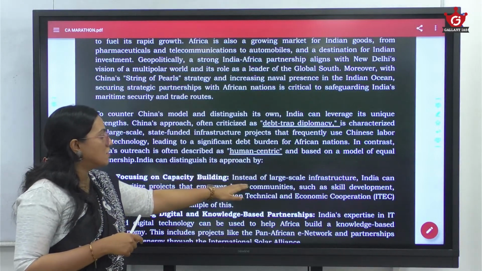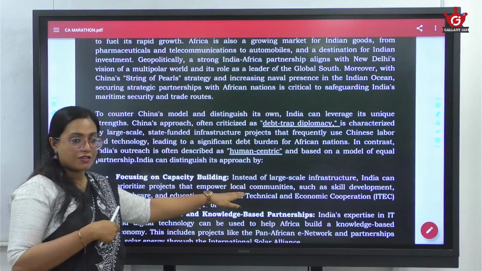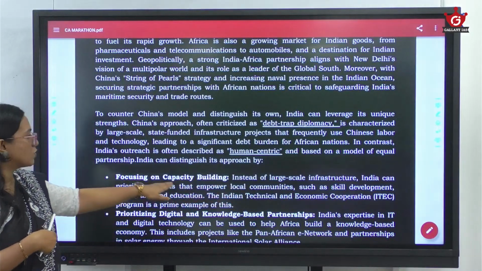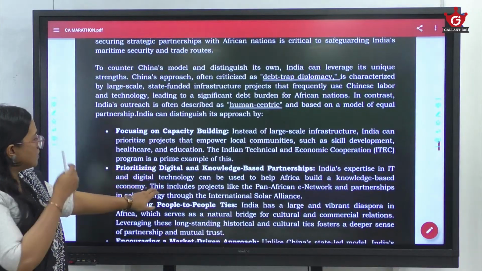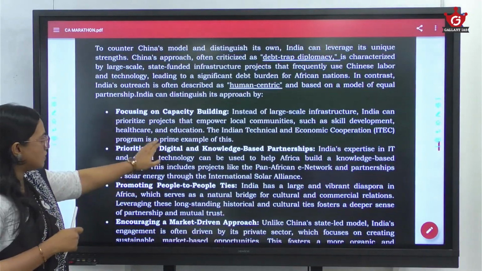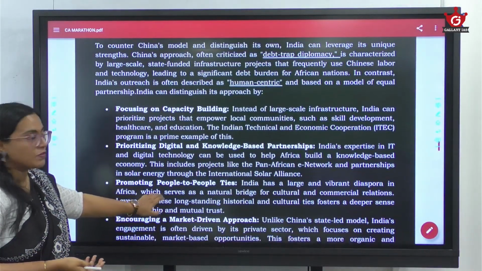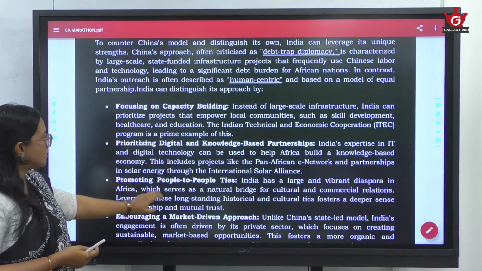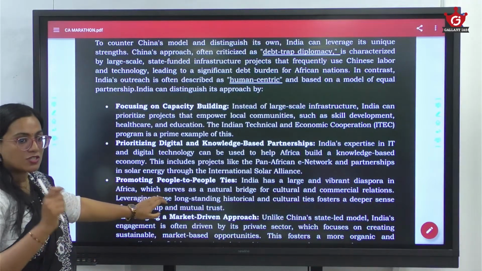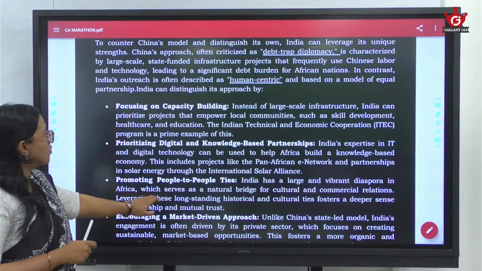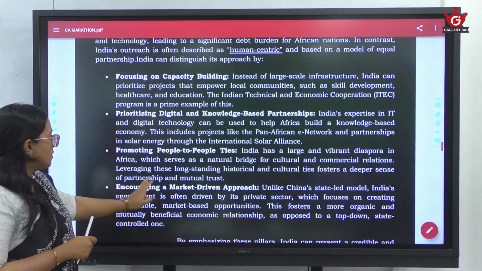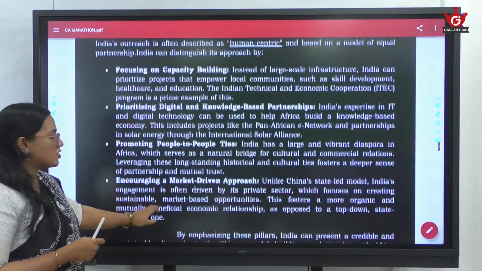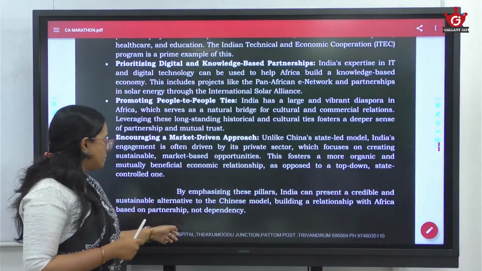We sent pharmaceuticals to Africa free of cost or at a very low cost. Infrastructure projects we undertake in these countries. So elaborate these points. Okay, so just mention it because the question is also about the Chinese influence. Focusing on capacity building, prioritizing digital and knowledge-based partnership, promoting people-to-people ties, encouraging a market-driven approach.